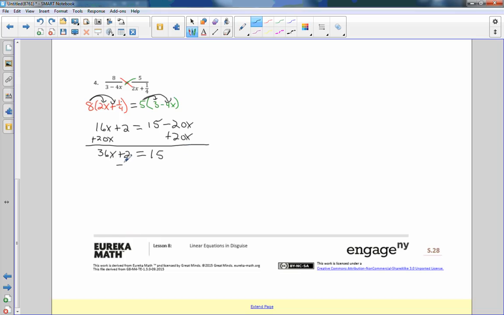Now I need to get x by itself. Subtract 2 from both sides, and these cancel, and I get 36x equals 15 minus 2, which is 13. Finally, I can divide by 36 on both sides. The 36 cancels with that 36, and I am left with x equals 13 over 36. 13 is prime. It will not go into 36. I cannot simplify that.